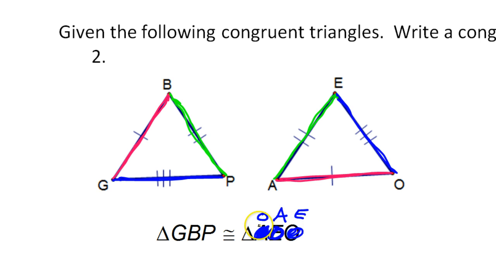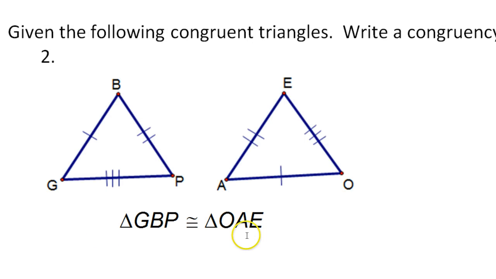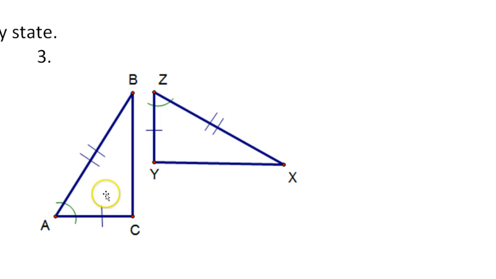So you've got to be really careful. If you've got highlighter pens, it might be helpful. But even without the colors, you could think of it this way. Angle G is formed by the single and the triple, so you look for which angle is formed by the single and the triple. That's angle O. You don't really need the colors, it just helps. So there's your correct congruency statement.